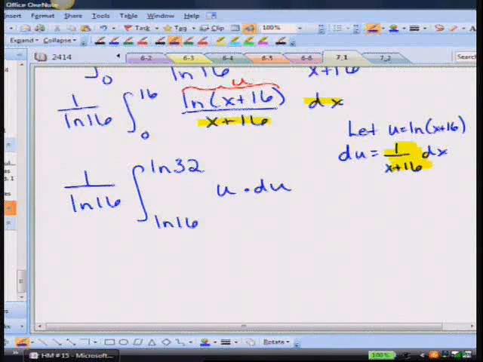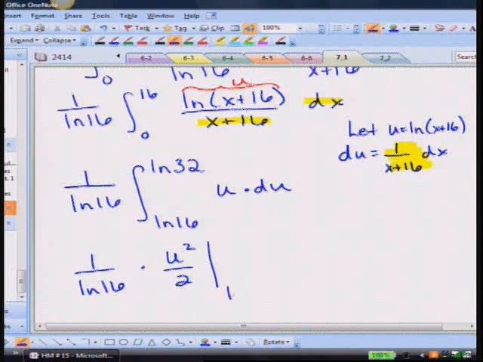Now it's just add 1 to the exponent and put it over it. So this is going to be 1 over ln 16 times u squared over 2, evaluated from ln 16 to ln 32. At this point, you're going to have to start being really cool. Are you pretty cool? Because 16 is 2 to the 4th, and 32 is 2 to the 5th. That's going to be to your benefit to be thinking of it in that way.